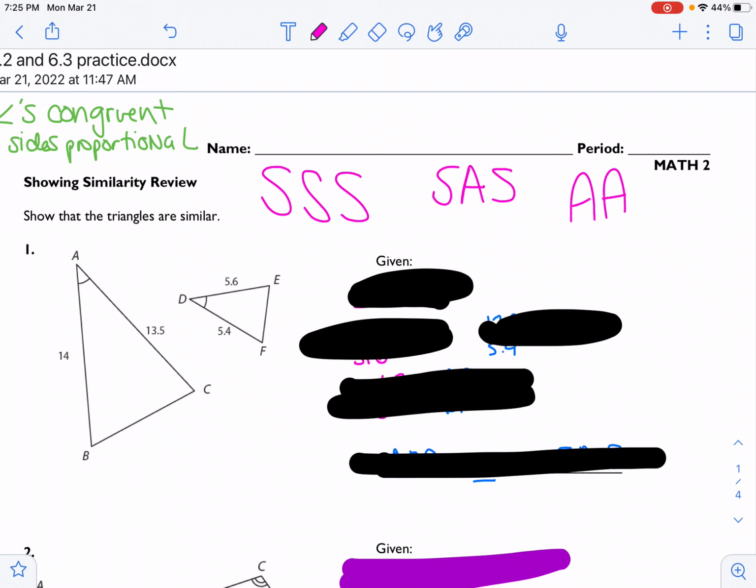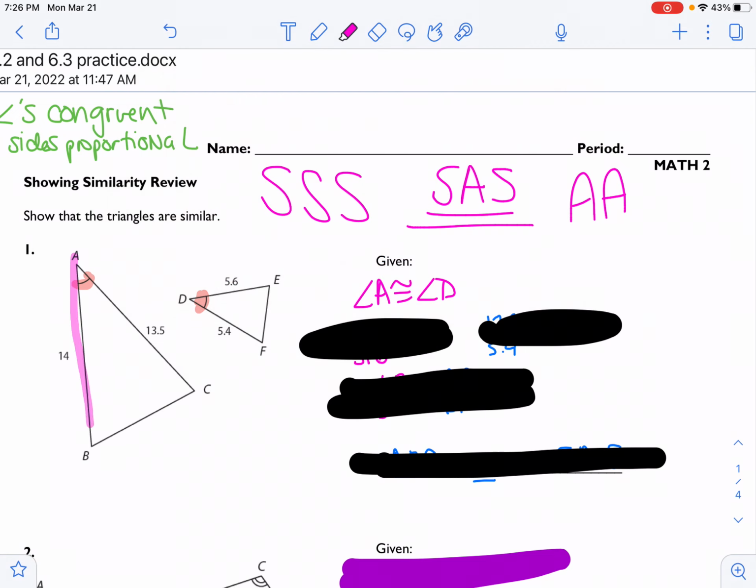So let's look. It says, show the triangles are similar. So we know that they are. And in looking at it, they gave us a side, an angle, and a side. Same thing over here. So we're trying to show that they're similar by side, angle, side. So first thing, we can say corner A is congruent to corner D, or angle A is congruent to angle D because of those little symbols. And now we need to divide the matching sides.